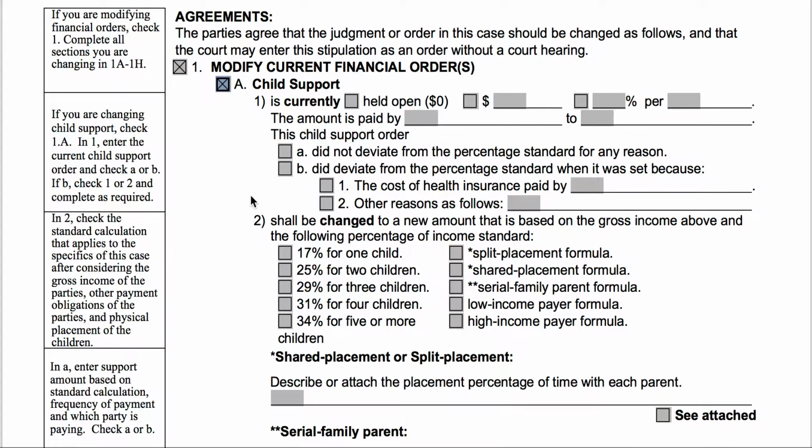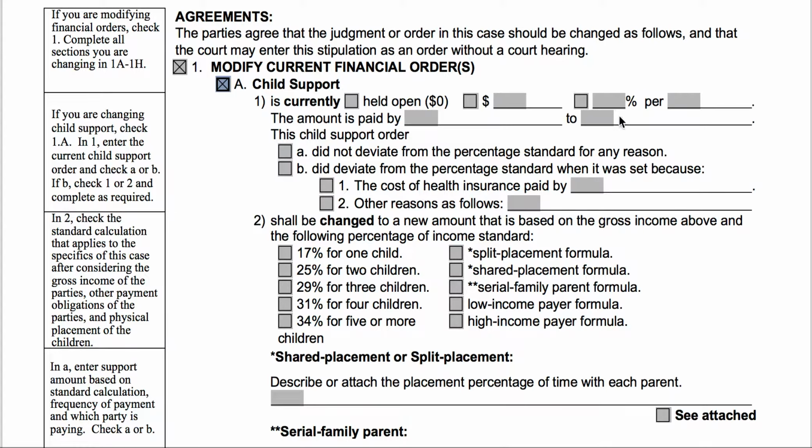This first section right here wants to know what your current child support order is. And so you have three choices right at the beginning. You can either say that it is currently held open. Held open means that it's zero right now. That's some of that fancy lawyer language. You can check this box if your order is a specific number. And so for most of you who have a number that's ordered, it's going to be in this box, because typically courts order it as a specific number.